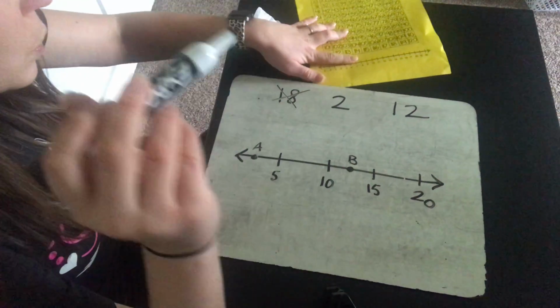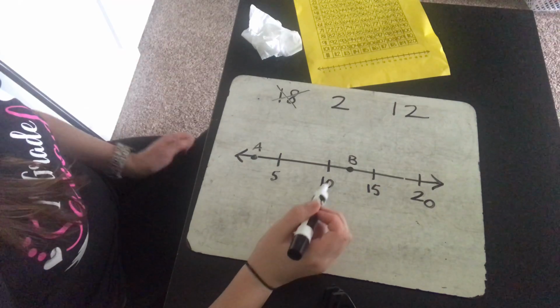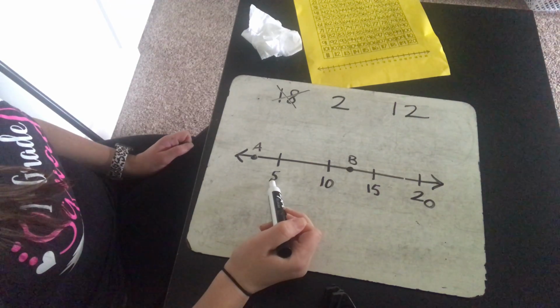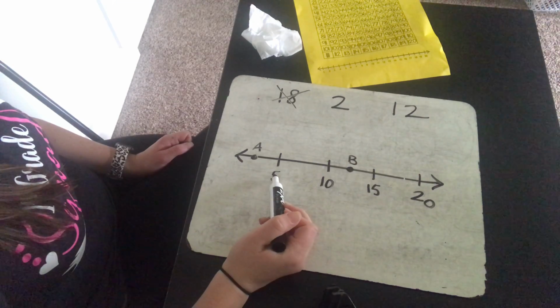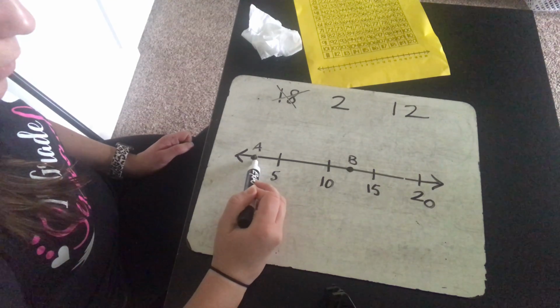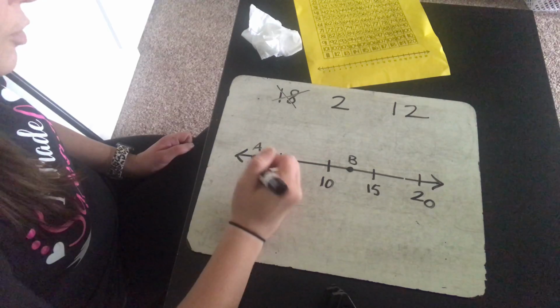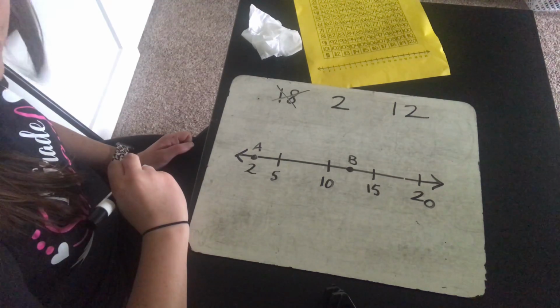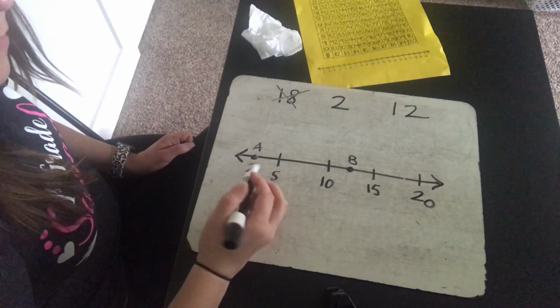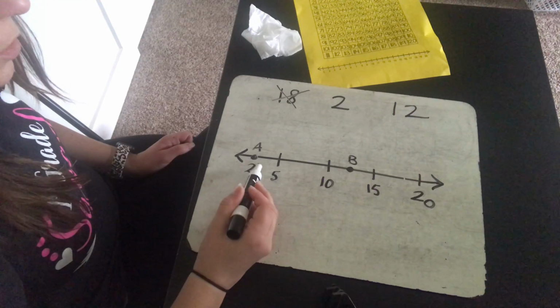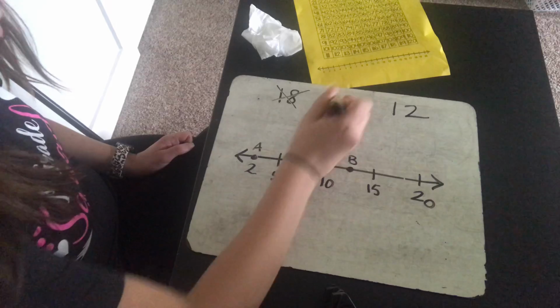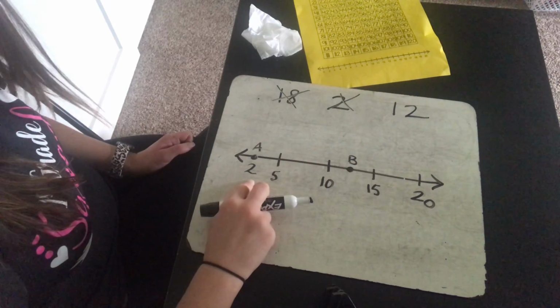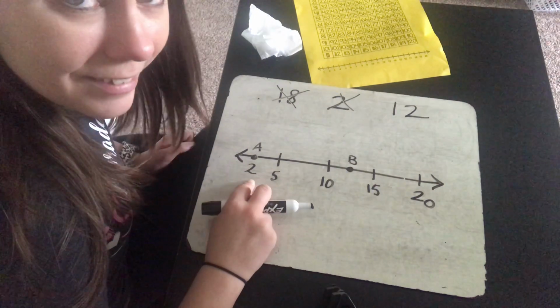Okay, what about 2? Is 2 greater than or less than 5? 2 is less than 5. And I have a point here that is less than 5. Could 2 possibly go right here on the number line? If I was counting 1, 2, 3, 4, 5, that would make sense. 2 could go there. So 2 should be point A. Did you get 2 for point A?